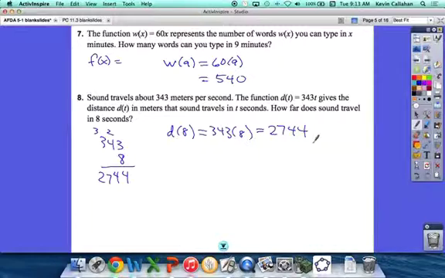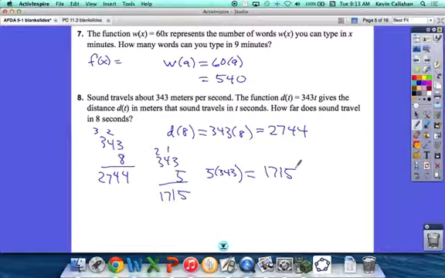We ought to be able to do that. Let's see. If I plugged in 5 seconds, I would get 5 times 343. 5 times 3 is 15. 5 times 4 is 20, plus 1 is 21. 5 times 3 is 15, so 1,715. Now, what is the unit of our answer here, given what they said in the problem?